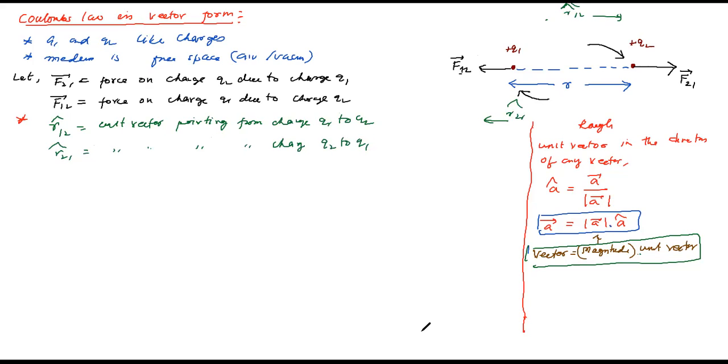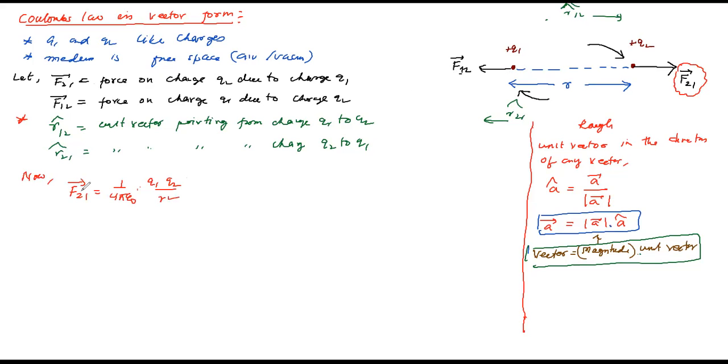Now if I need to get the magnitude as well as the direction of this force between these two point charges, what is the magnitude and direction of this force? If I use Coulomb's law, I'll get F21 equals 1 by 4 pi epsilon naught. Why 1 by 4 pi epsilon naught? Because we have taken the medium as free space, air or vacuum, and we have used the SI system of units. So it's 1 by 4 pi epsilon naught q1 q2 by r square.